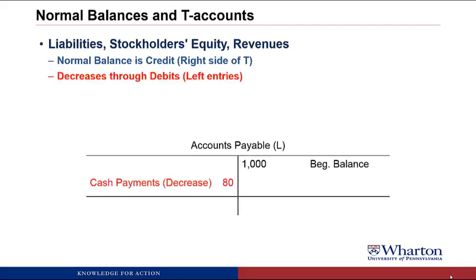During the year, we pay $80 to our suppliers. That reduces the liability, reduces the obligation. We reduce a liability with a debit. So a debit entry reduces a credit balance account.